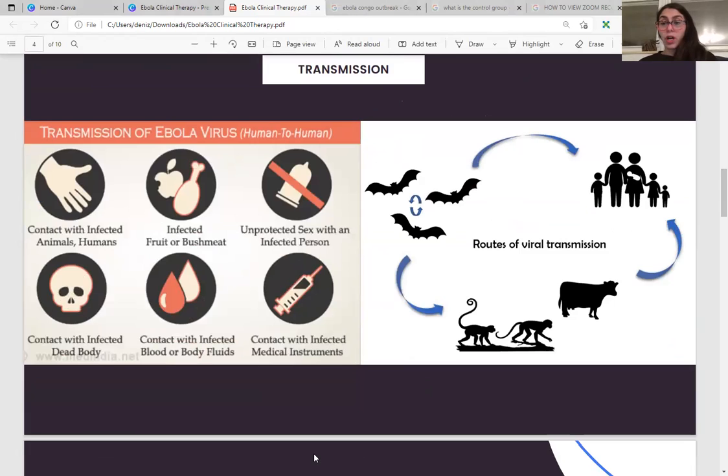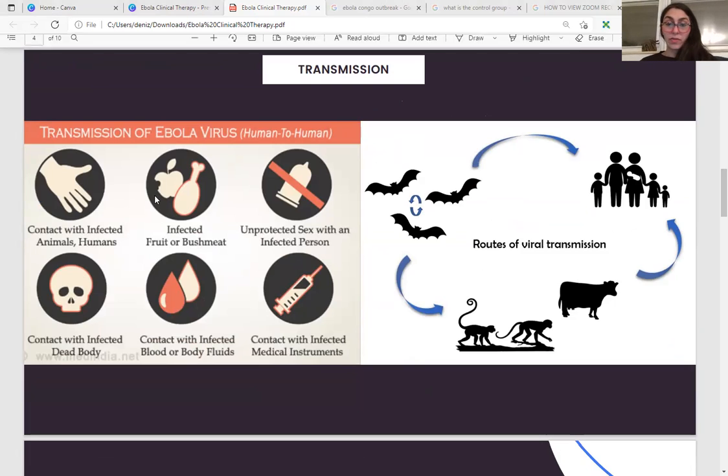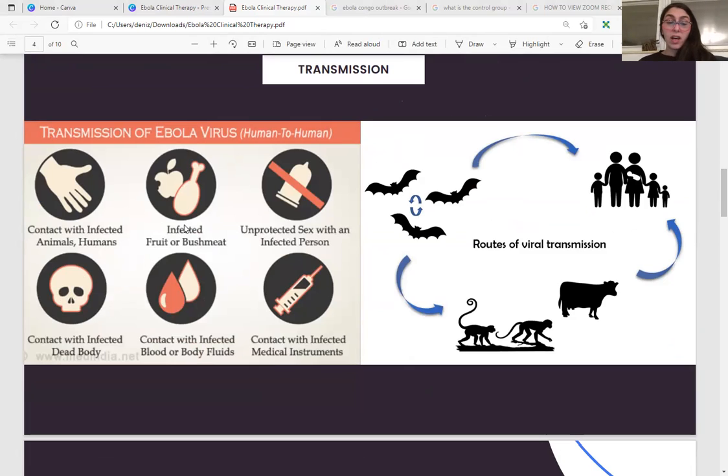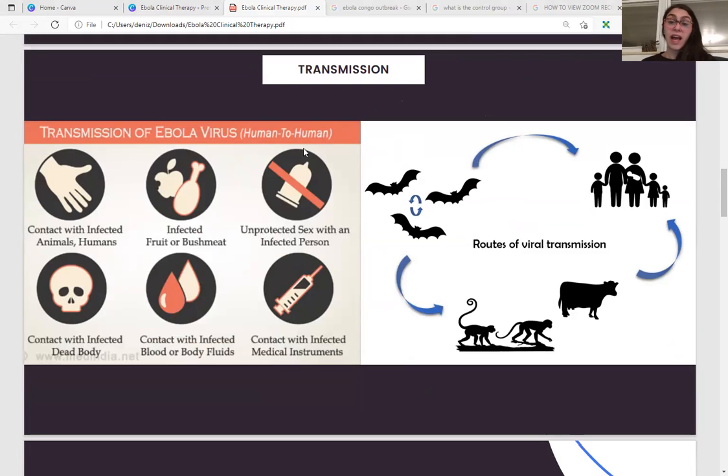Here, I just want to show you how the virus gets transmitted, and it's pretty direct. The virus spreads through direct contact, from human to human or human to animal, through broken skin or mucous membranes in the eyes, nose, or mouth, or genitals, so unprotected sex, sexual transmission as well, or body fluids or blood. Even contact with infected medical instruments is bad, and contact with an infected dead body, or infected fruit or bushmeat.